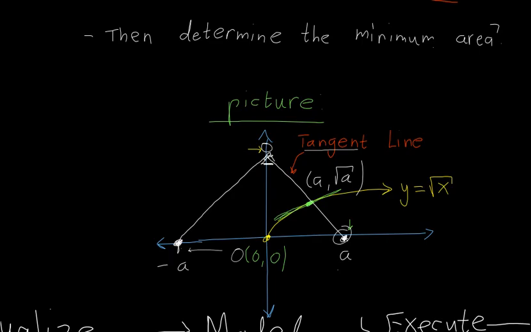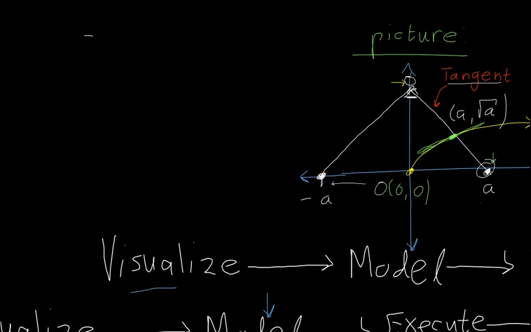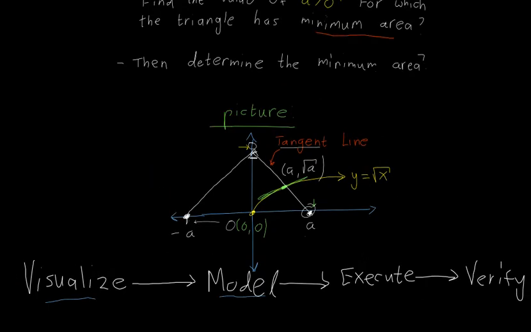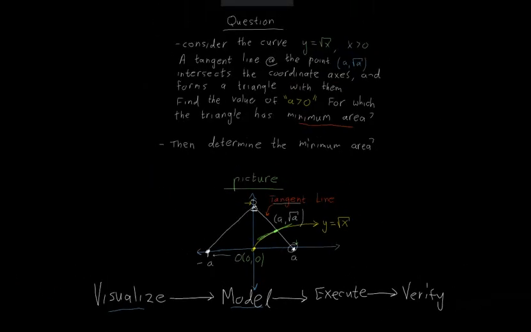Now, we've done the visualize part. I'm going to underline when we finish something. Now we're going to the model. So let's look at the model. So now we model the area. All right, so what do I mean by that? We may need another page here. Okay, let's go to another page. So we model the area.